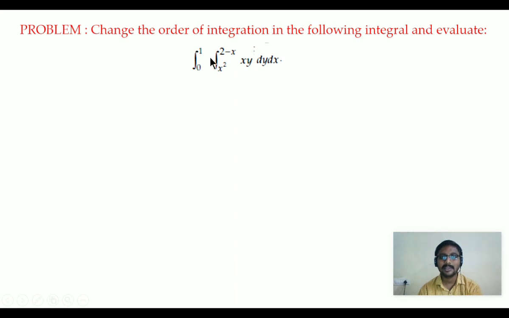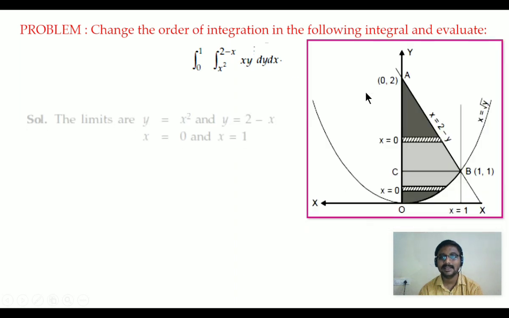First we have to draw the rough sketch of the region. Y varies from x square to 2 minus x, that is y equal to x square and y equal to 2 minus x. The rough sketch of the region is like this. Y equal to x square means x equal to root y. It is the parabola passing through origin and symmetrical about the y-axis.